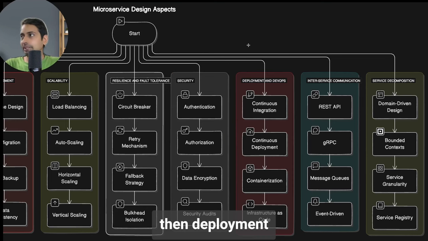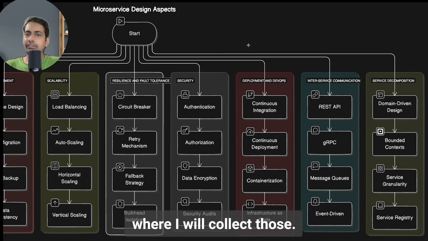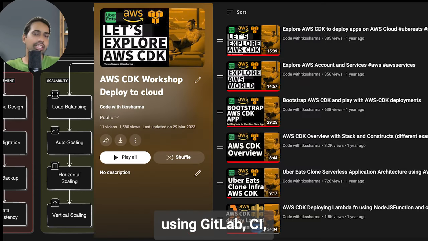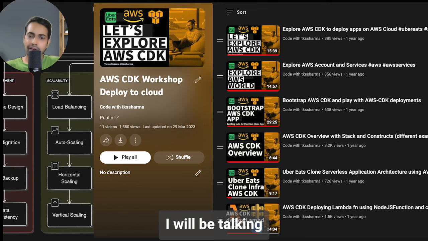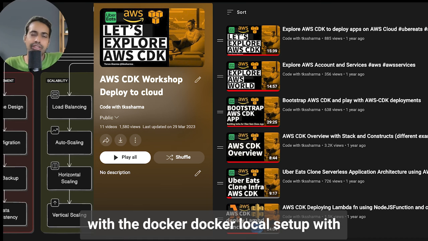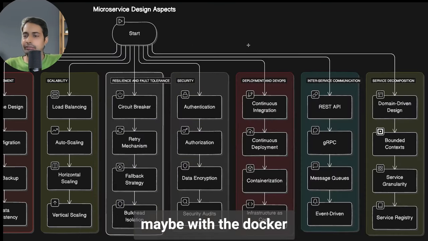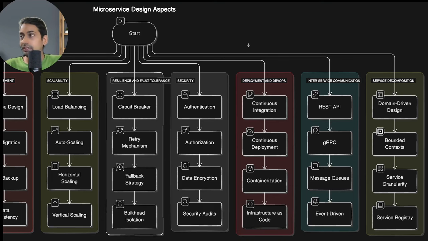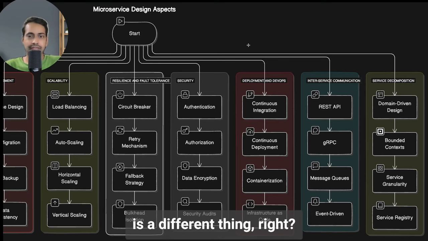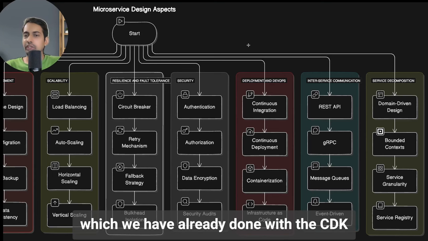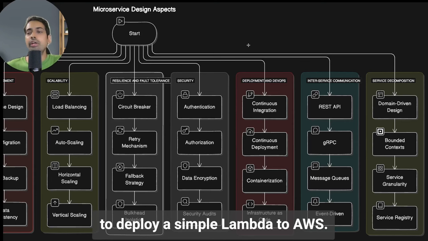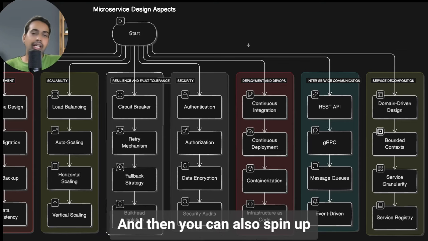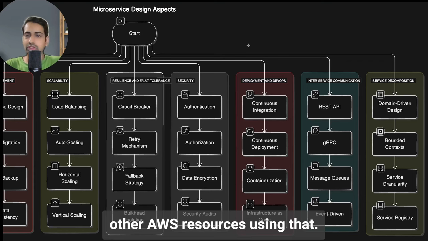Then deployment. Continuous integration I have covered somewhere, and I will collect those. So we will be talking about CI/CD using GitLab CI and GitHub Actions, and then containerization and infrastructure as code. I will be talking for the first time about Kubernetes in this playlist. Containerization is simple with Docker local setup; with Docker Compose, you are able to spin up some containers. But containerization with Kubernetes is a different thing, right? Infrastructure as code, which we have already done with the CDK stack, right? With the AWS CDK stack, I was able to deploy a simple Lambda to AWS, and you can also spin up other AWS resources using that.